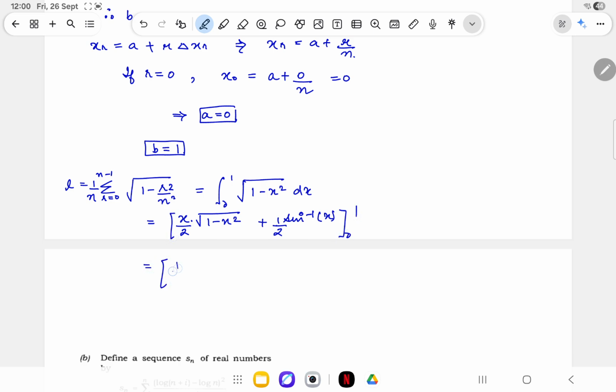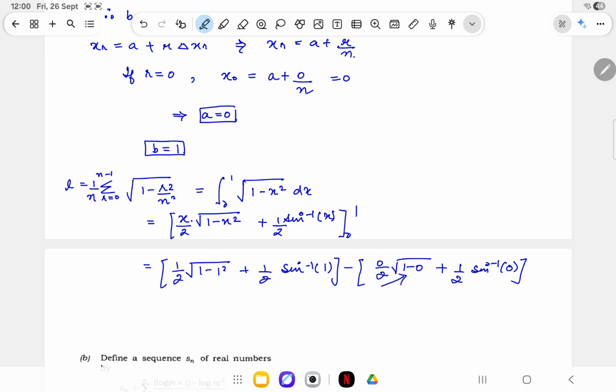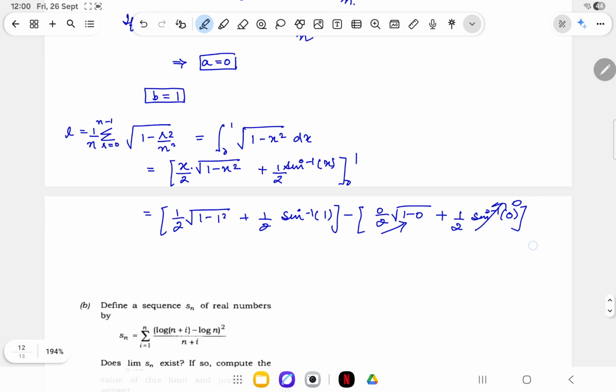So this will be 1 by 2 under root 1 minus 1 square plus 1 by 2 into sine inverse 1, minus, it will be 0 by 2 under root 1 minus 0 plus 1 by 2 into sine inverse 0. So this term is 0, likewise sine inverse 0 is 0 only, so this term also goes to 0, and 1 minus 1 is 0, so it also reduces to 0. So we are left with 1 by 2 into sine inverse 1, that is 1 by 2 into pi by 2. So from here I can say that my limit L is basically pi by 4.